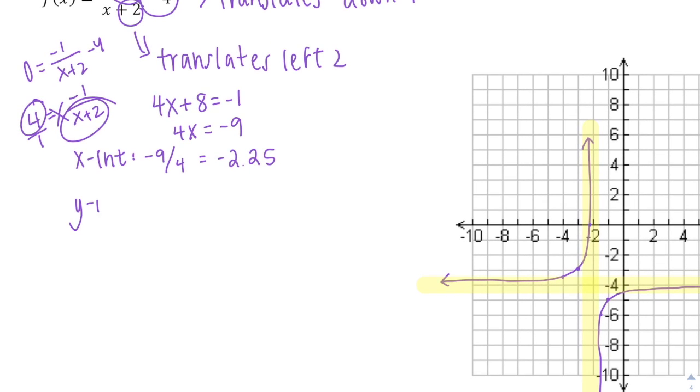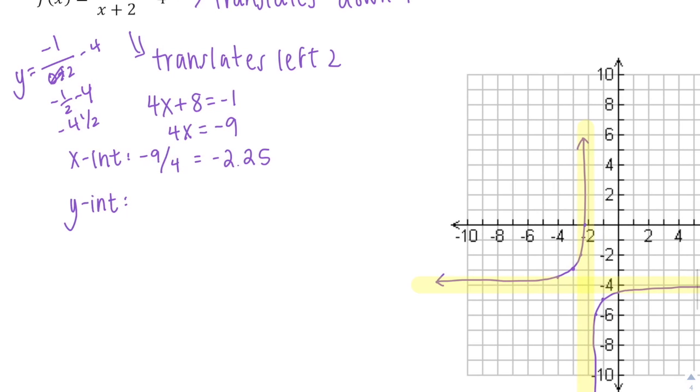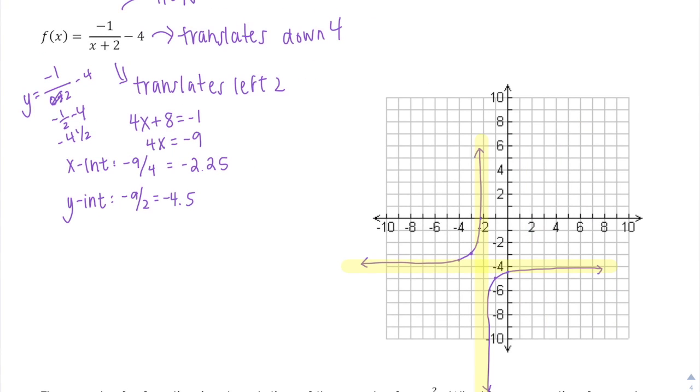For my y-intercept, I'm going to plug in 0 for x. So instead of 0 for y, now I'm doing 0 for x. So I have y equals -1 over 0 plus 2 minus 4. 0 plus 2 is 2, so I have -1/2 minus 4. -1/2 minus 4 is -4.5, which as a fraction would be -9/2. 2 times 4 is 8. 8 plus 1 is 9, so -9/2, which as a decimal is -4.5. If we look, I'm in the right spot. So I'm on a roll with that.